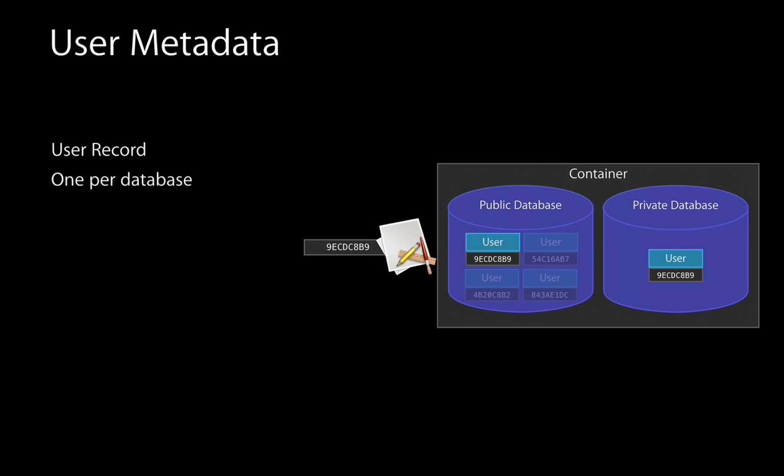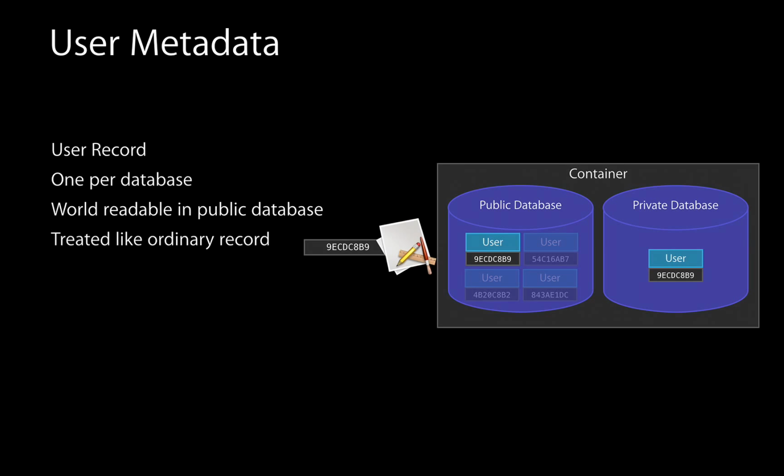There's one per database that represents your current user. User records in the public database, like any other default record, are world-readable. They're treated mostly like an ordinary record, with a record type that we expose in the framework, CKRecordTypeUserRecord. But there are a couple of caveats. First off, these records are reserved by the system. You do not create a user record, rather you fetch an existing one from the server. What that means is that you can be assured that when you fetch a record for your current user, it has not been spoofed. It was indeed iCloud that created that record in the first place.